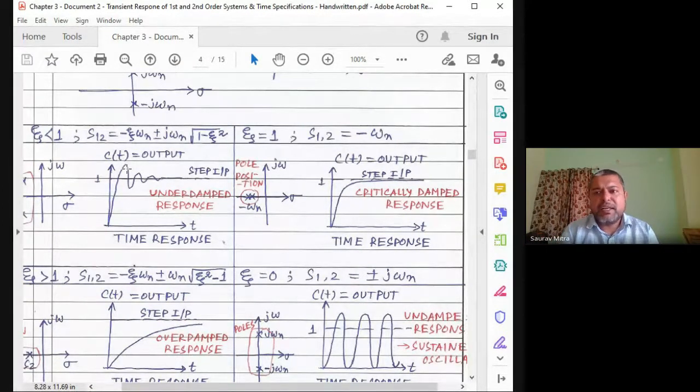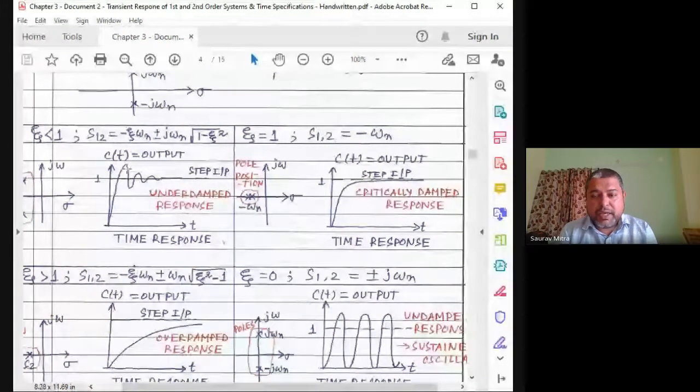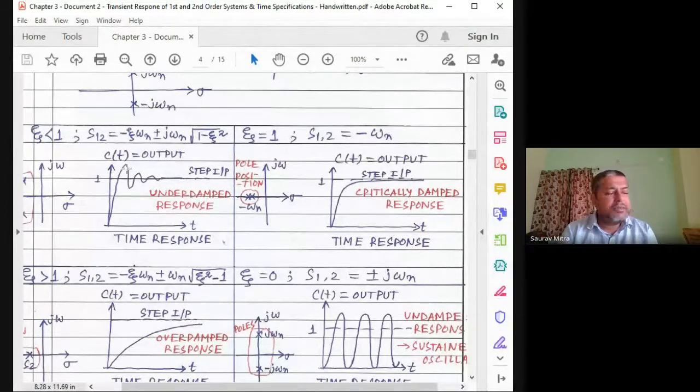So in the first case, R is 0, C is 1, L is 1. For the second case, suppose we keep R as 0.4, and C and L as 1. In that case, zeta is equal to 0.2, and we will see what kind of response we get. For the third case, we will keep R equal to 2, and C and L equal to 1, 1. In that case, R by 2 means 2 by 2 is equal to 1, and C by L is 1 by 1.